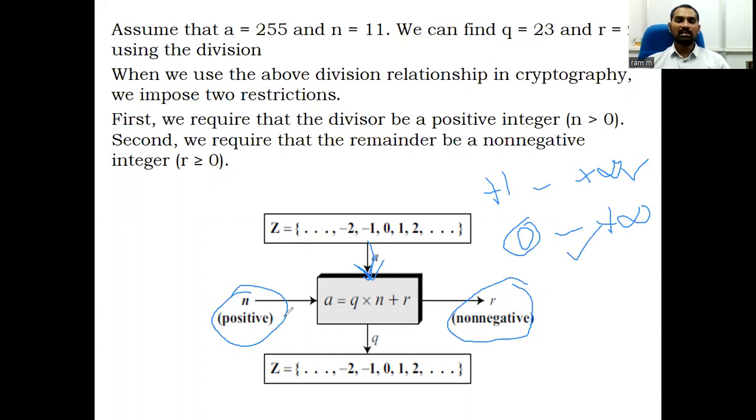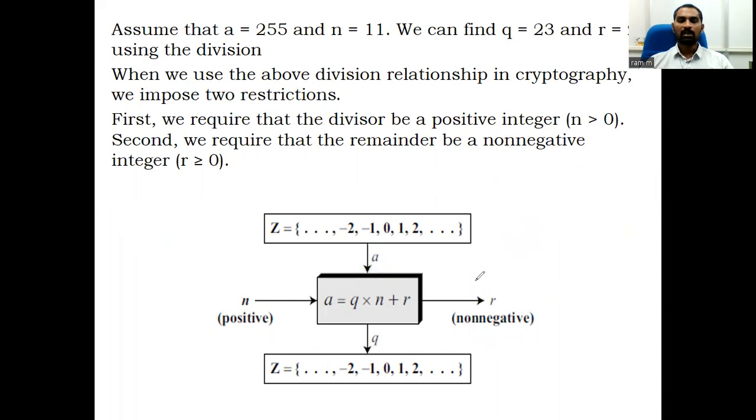Why? Because if I consider n as a non-negative number, we can also consider 0. Anything divided by 0 is what? Infinity, right? Anything divided by 0 doesn't give a good value. That's why we don't consider n as a non-negative number. We consider it as a positive number. And these two are the assumptions that we should have while we are dealing with the division operation.